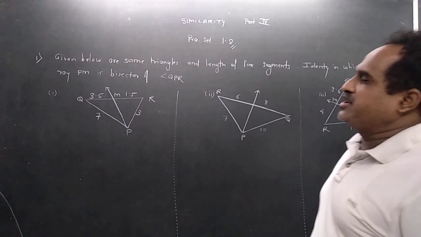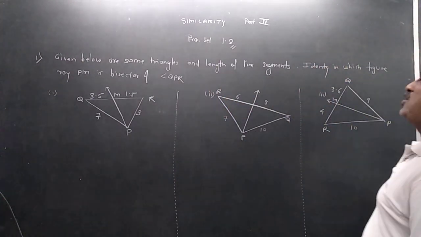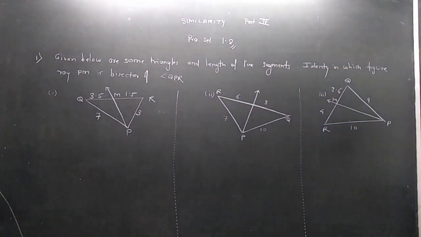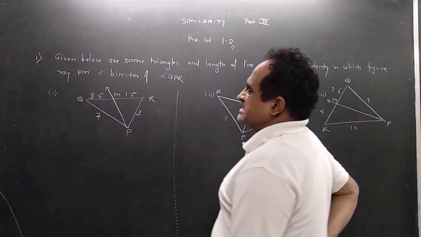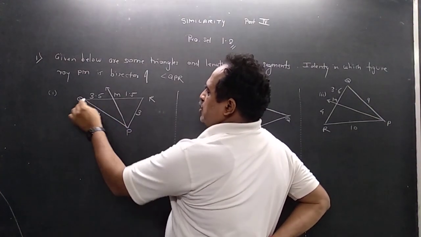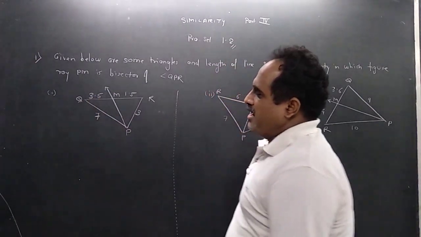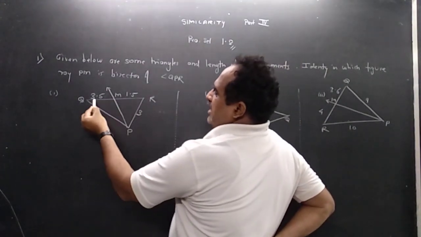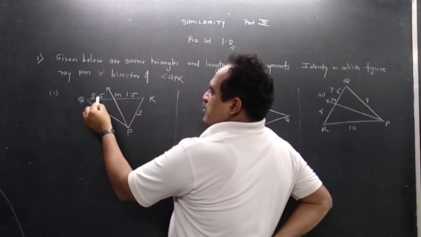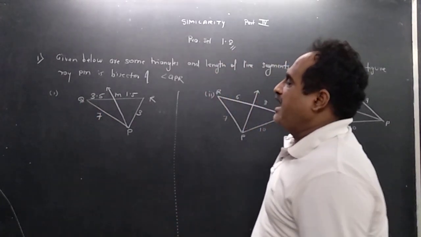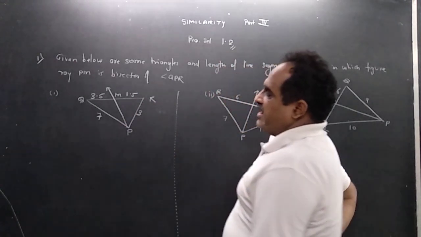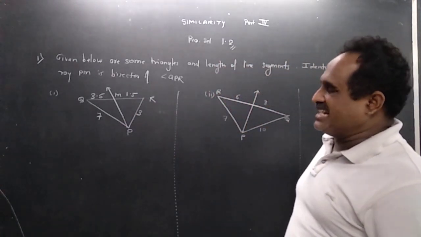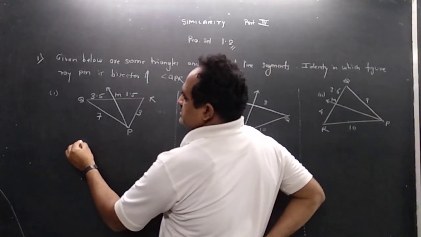First question: given below are some triangles and lengths of line segments. Identify in which case ray PM is a bisector of angle QPR. Now you just see that in this triangle PQR, PM is a ray intersecting side QR at point M. The value of QM is 3.5 and MR is 1.5. So we have to identify whether PM is a bisector of it. So how are we going to write this?